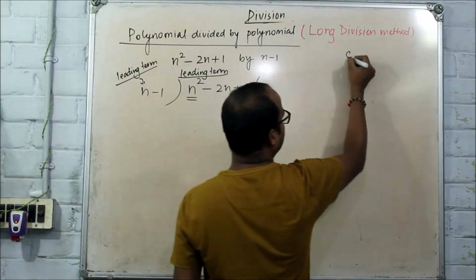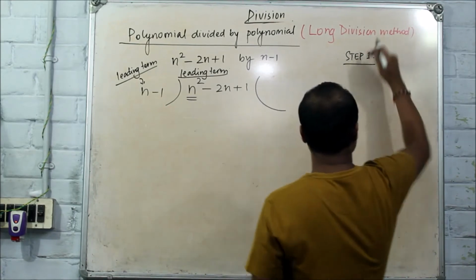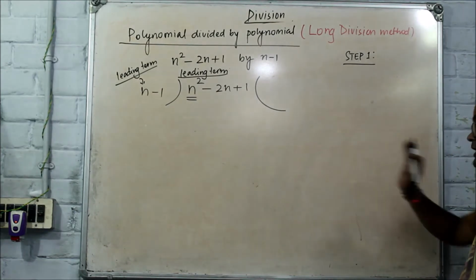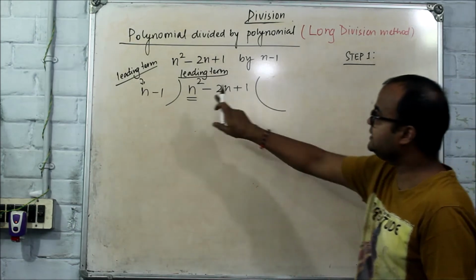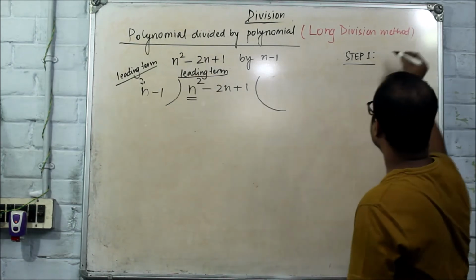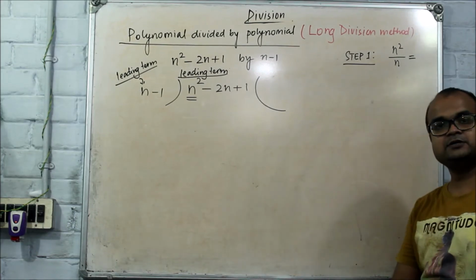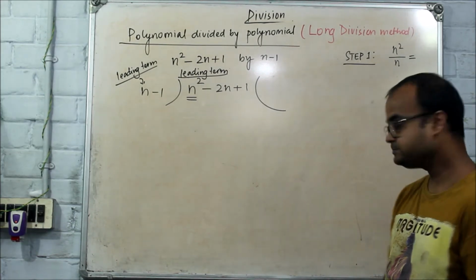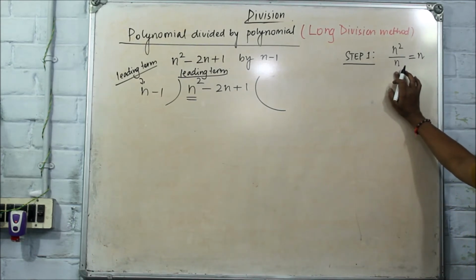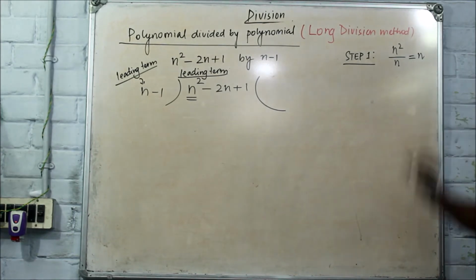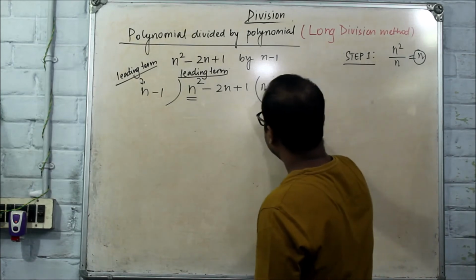Now in step 1, once you identify the leading term, I am writing all the calculation part here so that you can understand what I am doing. First divide the leading term by the other leading term. That means we will divide n square by n. N square by n is equal to n. 2 times n, denominator contains 1 time n, and n will get cancelled, so you will get n. So whatever the result, you write it here, n.